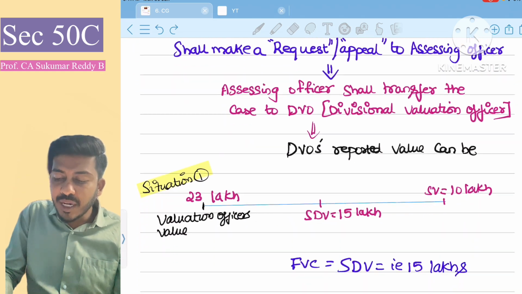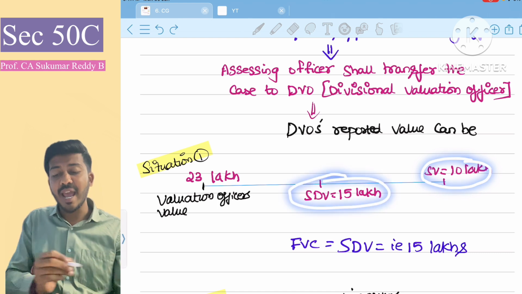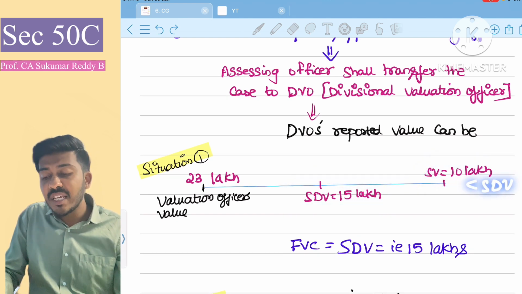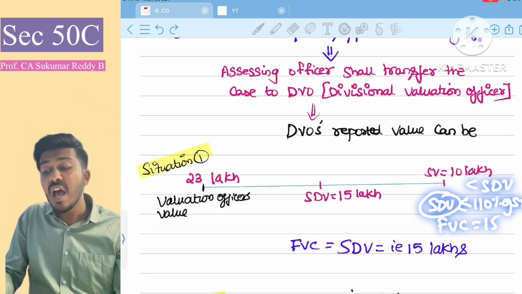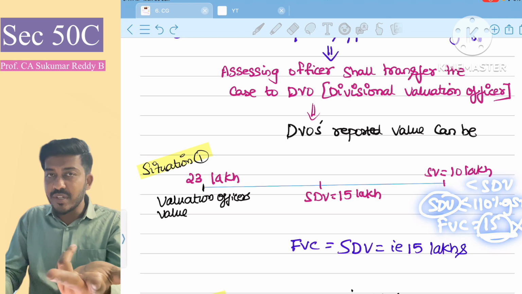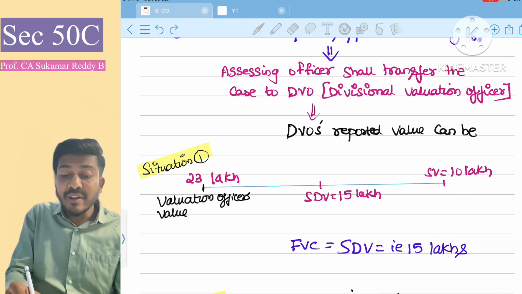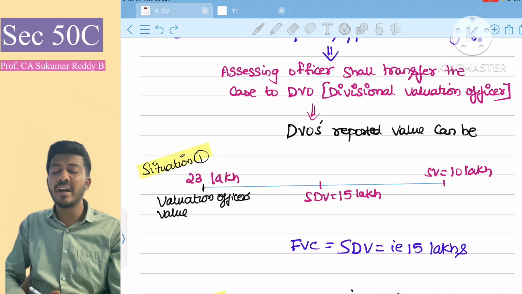For example, assume that the sale value is 10 lakhs. Assume that the SDV is 15 lakhs. Since the sale value is less than SDV and SDV is less than or equal to 110 percent of the sale value, you would have got your answer for sure as SDV, which is 15 lakhs. Correct? An assessee is not happy with the SDV. He made a request to the assessing officer. The assessing officer transferred the case to the valuation officer. The valuation officer is telling the assessee, you are 100% correct, my dear friend.